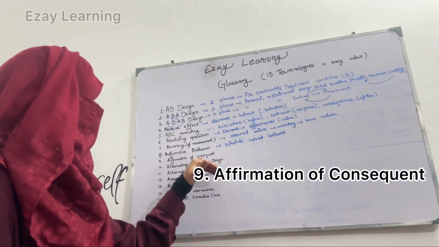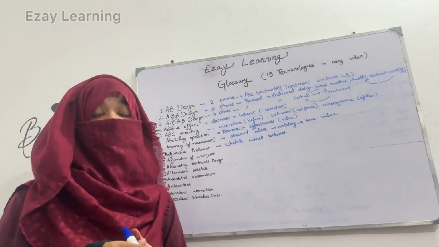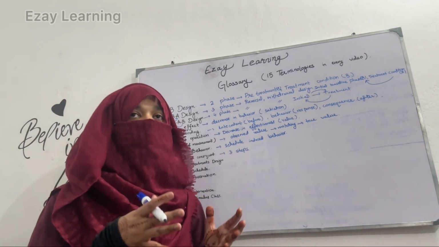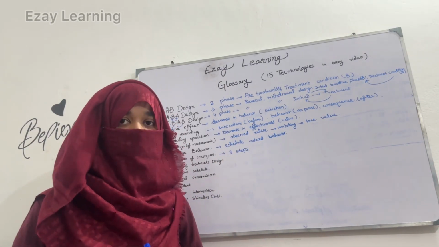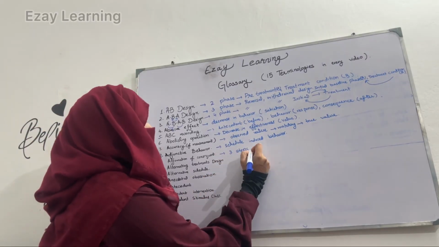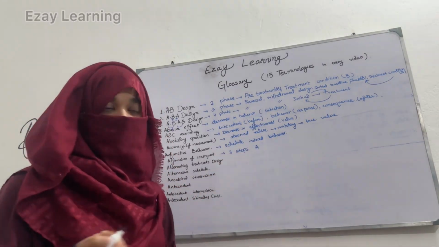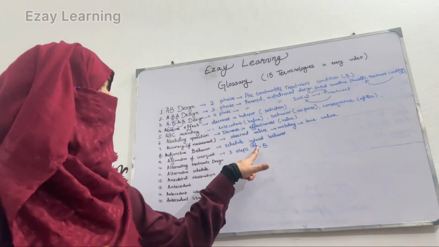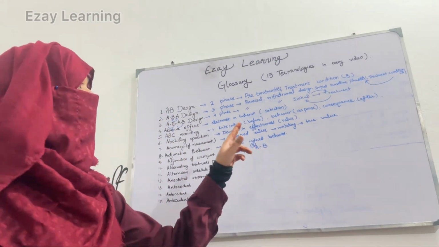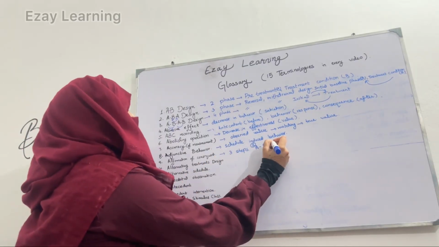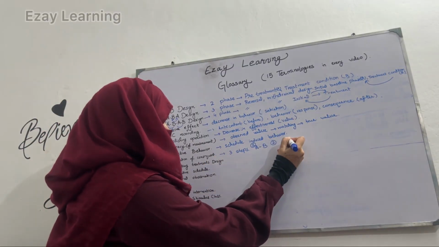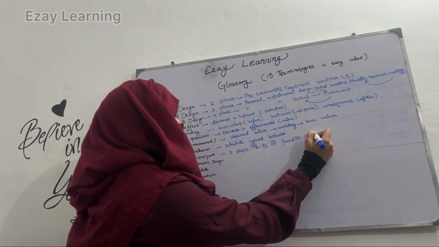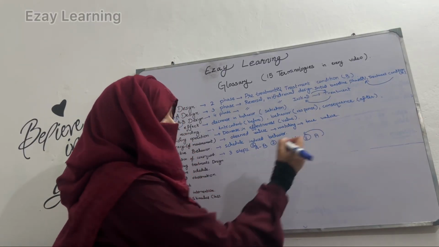Affirmation of consequent. Affirmation of consequent is a 3-step form of reasoning. So basically it has 3 steps. It's more like an antecedent and consequent statement, where A is the antecedent and B is the consequent. The first step is the statement that if A is true, B is true. The second statement would be B is found to be true. And the third would be A is true because B was found to be true.